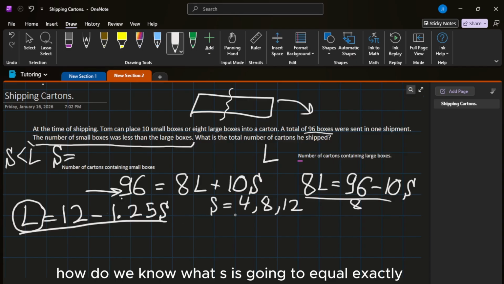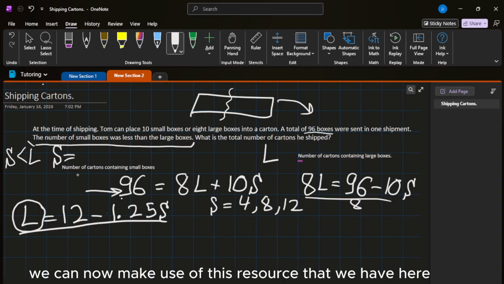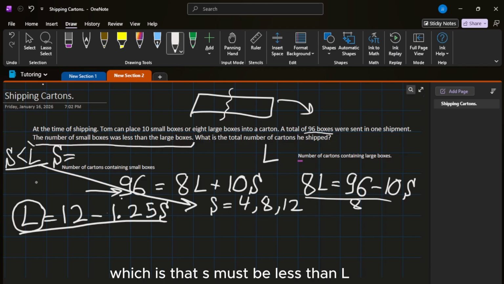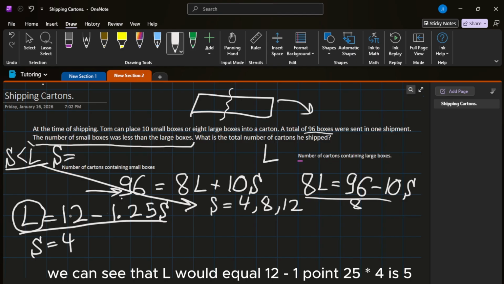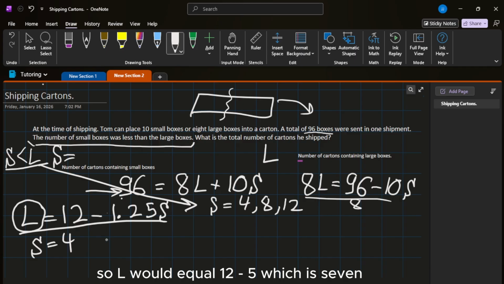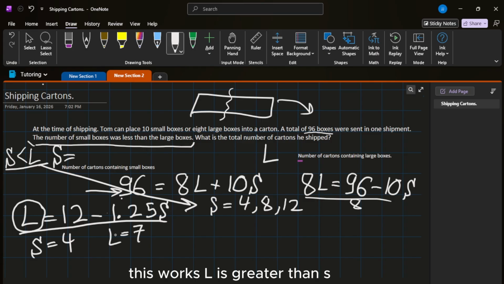How do we know what S is going to equal exactly? Well, we can now make use of this resource that we have here, which is that S must be less than L. So if S is equal to 4, we can see that L would equal 12 minus 1.25 times 4, which is 5. So L would equal 12 minus 5, which is 7. This works. L is greater than S.